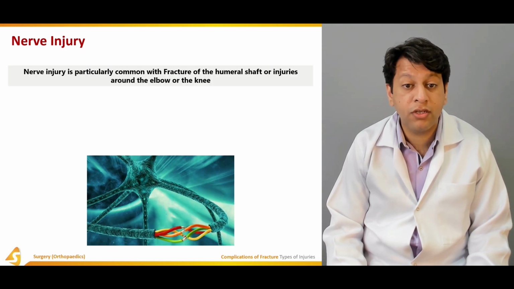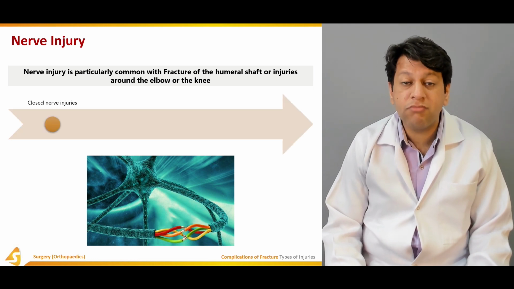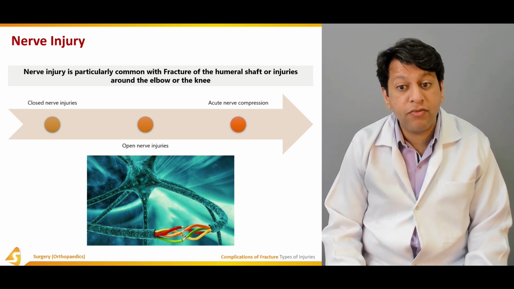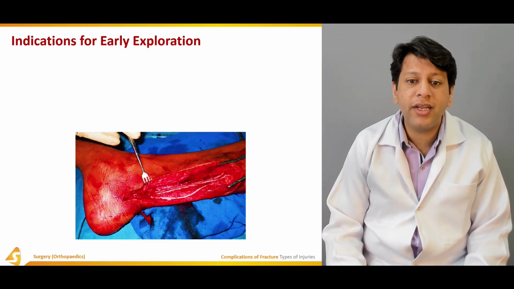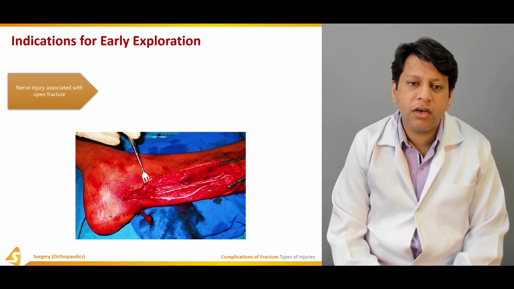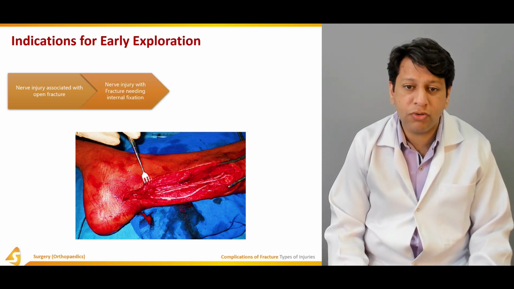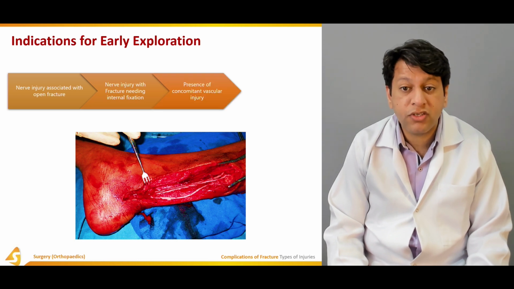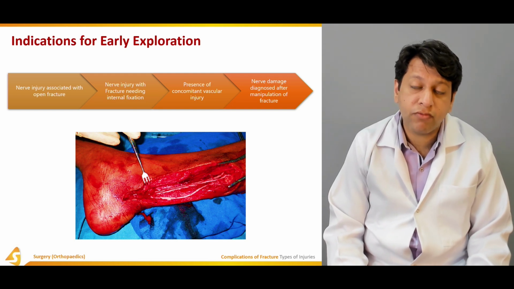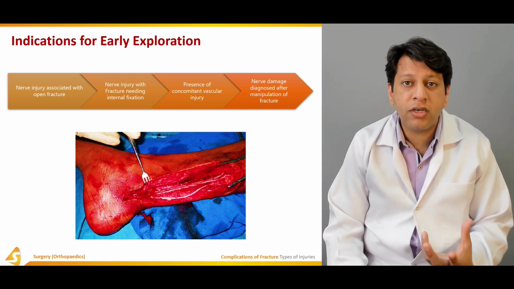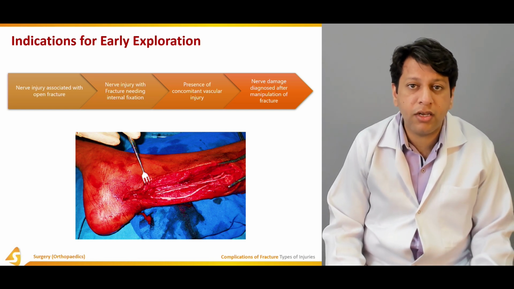Now, coming to nerve injury. Nerve injury is particularly common with fracture of the humeral shaft and injuries around the elbow or the knee. There may be closed nerve injuries, open nerve injuries, and acute nerve compression, because a hematoma may compress the nerves as well. So what are the indications for early exploration? Nerve injury associated with open fractures, because when you are going for the vascular repair, you can repair the nerve there. Also nerve injury with a fracture needing internal fixation, presence of concomitant vascular injury, and nerve damage diagnosed after manipulation of the fracture. For example, there was a supracondylar fracture, you manipulated, and closed reduction resulted in nerve injury. Then you need to repair it, because otherwise this can lead to disaster.